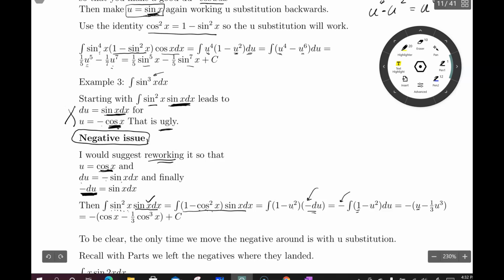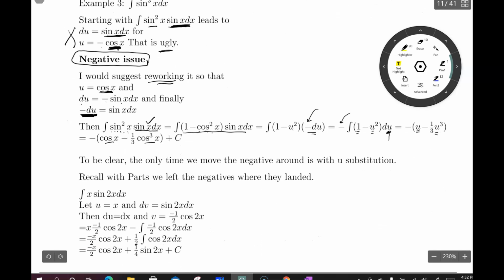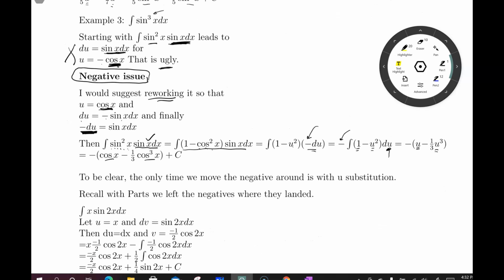Antiderivative of 1 is u, because we're taking the antiderivative with respect to u. Antiderivative of u squared is u cubed over 3. And then just put the x's back here, the cosine of x back in for the u, and we're done. Okay, so I want to make sure that you're careful of when I'm doing this negative issue.